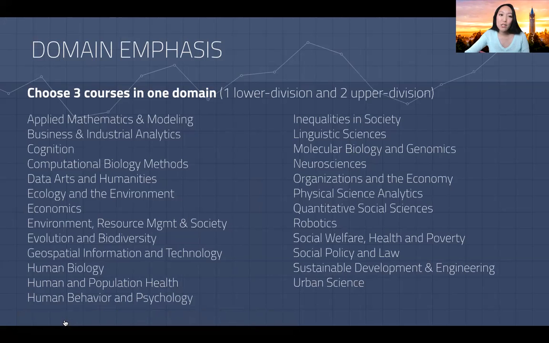The best way to explore these further would be to visit our website, data.berkeley.edu, and you'll find a list of all of the courses approved to count in each of these areas. So you can just kind of browse through when you have some time, see which one catches your interest and seems to have classes that you'd be really interested in taking. Whatever domain emphasis you choose, you'd be taking 1 lower division and 2 upper division courses in that area.